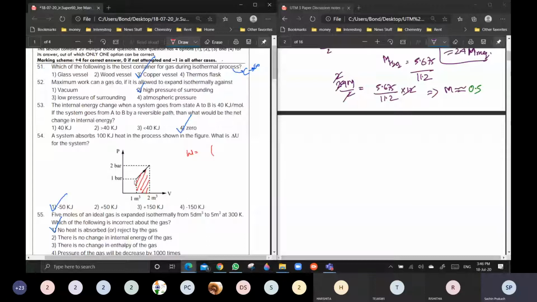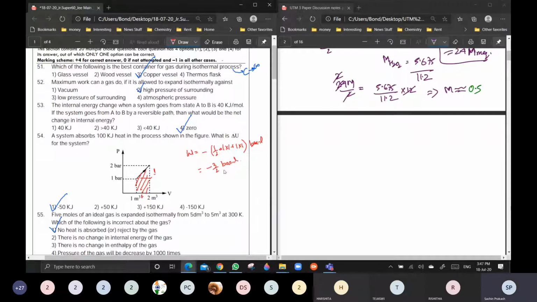It is half into 1 into 1, this is like 1 unit and this is also 1 unit, plus 1 into 1. Okay, and this will be in bar liter. Getting the point? And what is the sign? Positive, negative? It is expansion, so the sign will be negative. It's like a minus of 3 by 2 bar liter.